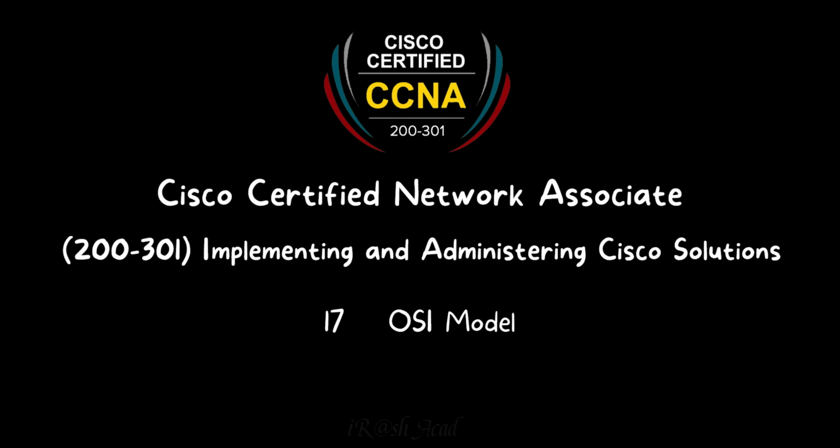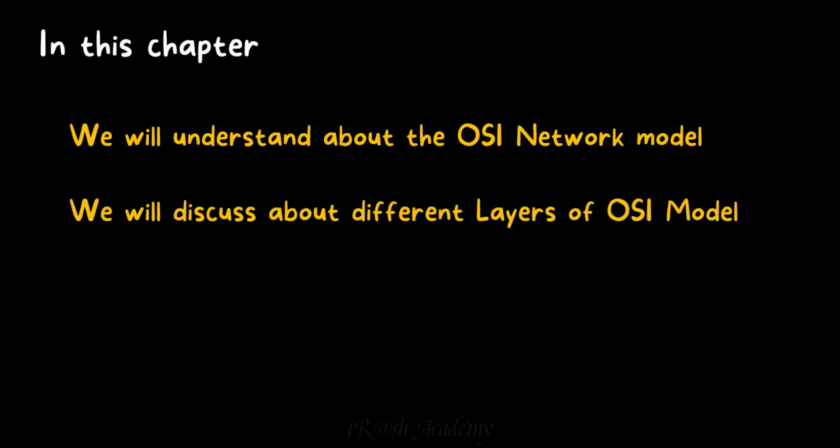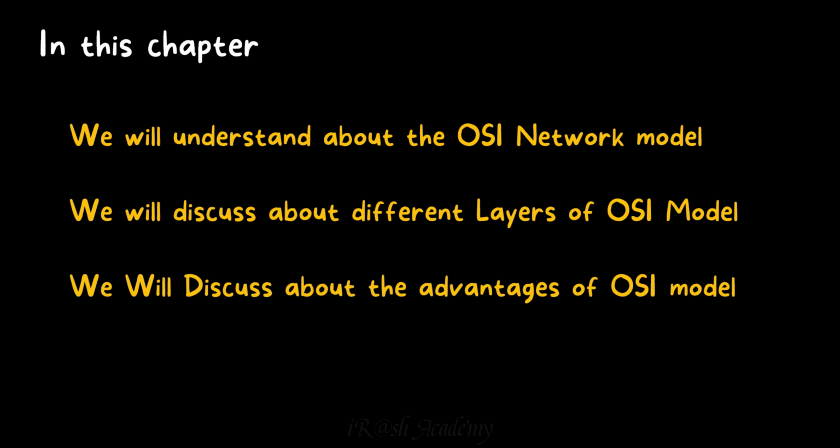Welcome to the CCNA 200-301, Implementing and Administering Cisco Solutions, chapter number 17, OSI Model. In this chapter, we will understand the OSI network model. We will discuss the different layers of the OSI model, and we will discuss the advantages of the OSI model.